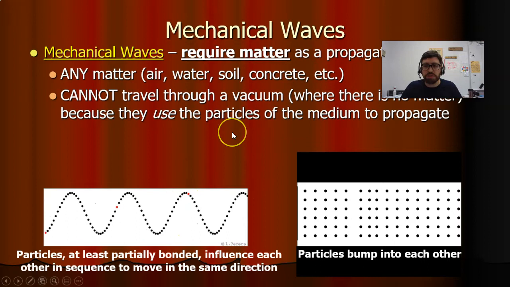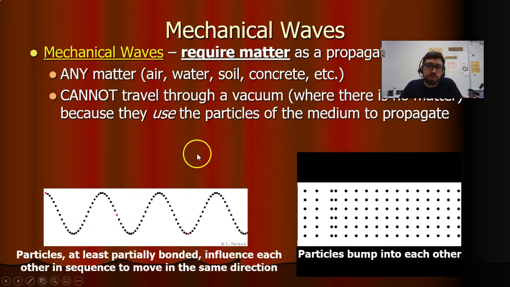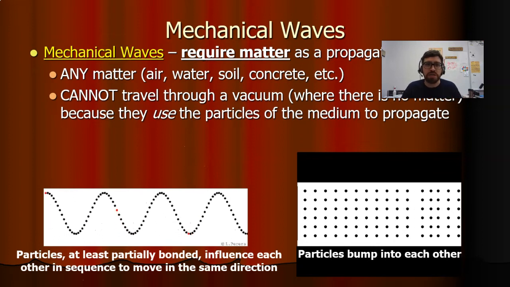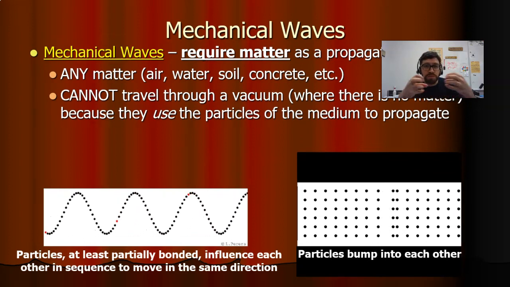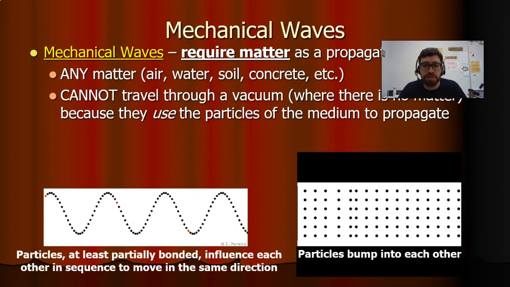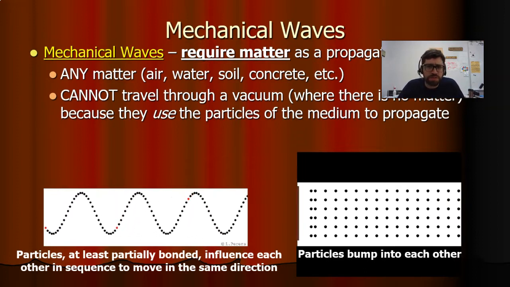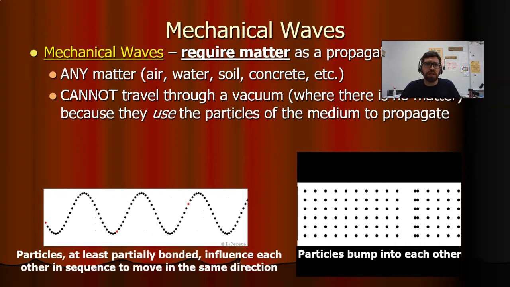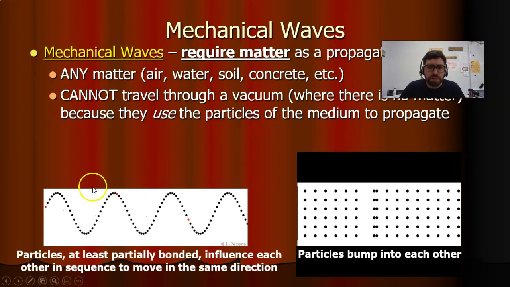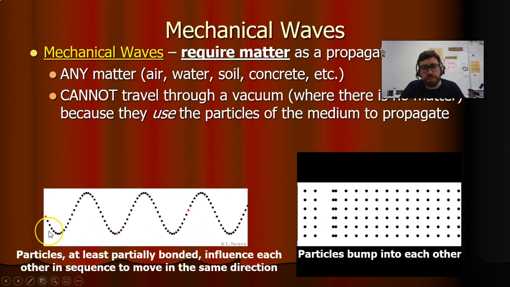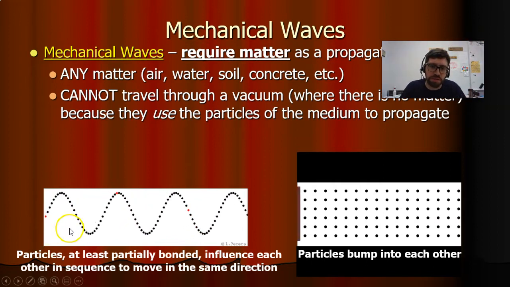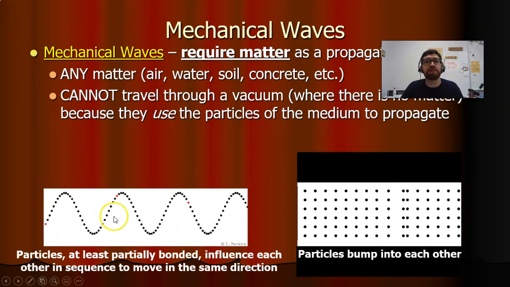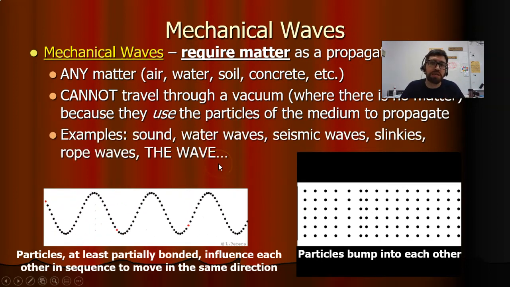Same thing with the transverse wave on the left. Those particles are at least partially bonded to each other. If you think about water molecules, there's some tension in those molecules because they exert a little bit of a bond on each other. But if this is a rope, those particles are certainly in contact and bonded to each other. It's not like you can just rip a rope apart. So when this one red molecule moves up, it pulls the next one with it and vice versa. And so that's how that wave gets propagated. But again, it's dependent on a medium.